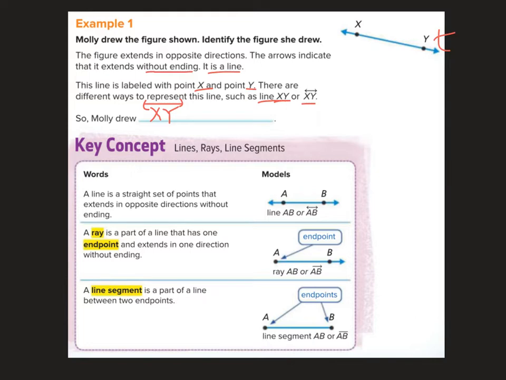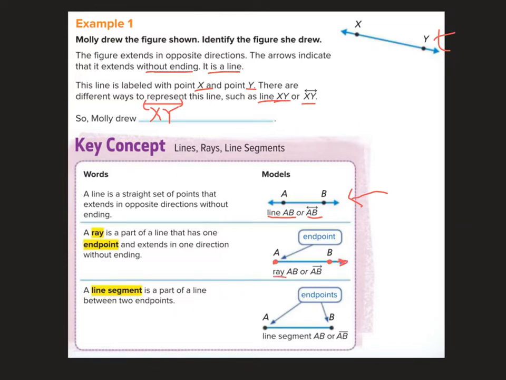So here are some key concepts. A line is a straight set of points that extend in opposite directions without ending. It can be written as line AB, or like that with AB with a line on top. A ray is part of a line. Okay, so it's not the whole line, it's just part of a line that has one end point. So this would be where it starts. Then it goes through B. Then it goes on forever.